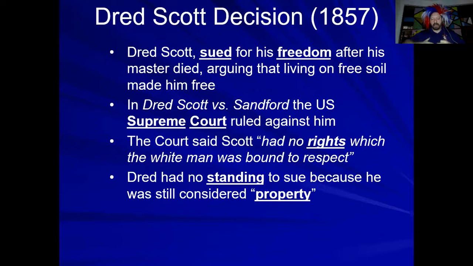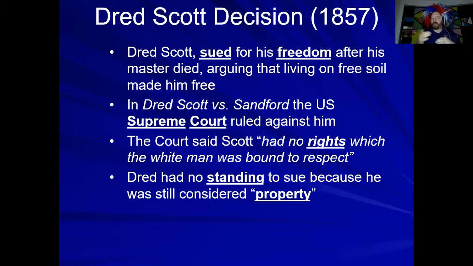So the legal justification that they gave on this was to say, well, only a person or a citizen can bring a lawsuit into court. Because Dred Scott was considered property because he was a slave, he could not bring the lawsuits. He could not even sue for his own freedom because legally he has no ability to do that. It was called standing.